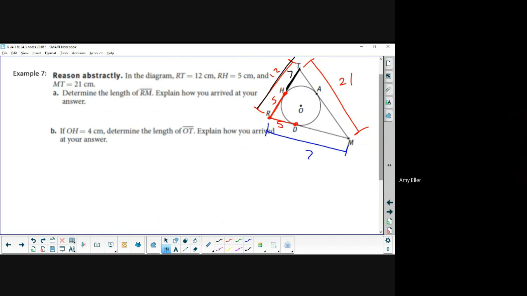What else can I label now that I know that part is 7? Well, here's a common tangent that meets at T. So both of these have to be the same, or both 7. It's kind of snowballing. Keep going, pause the video, and see what you can keep doing.